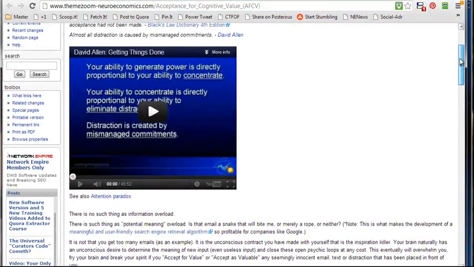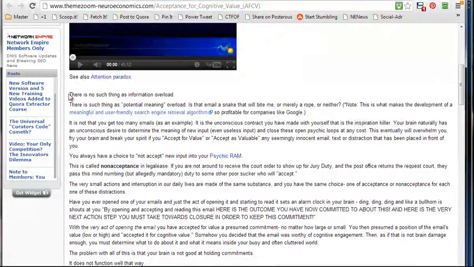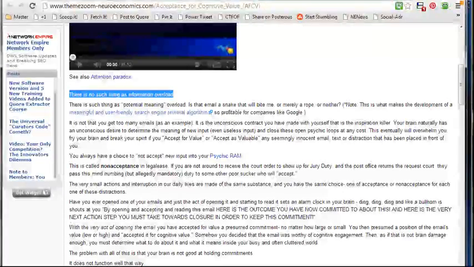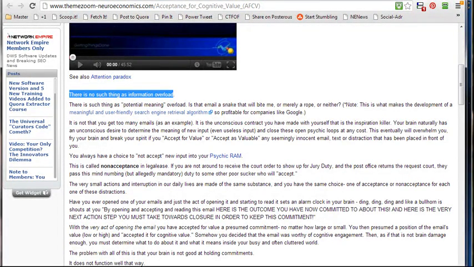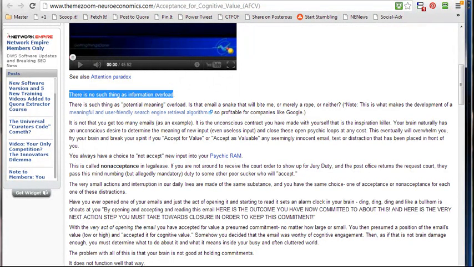We live in a world where context is everything. And the reason this quote is important is because there's David Allen, who's one of my favorite mentors and teachers that I've had through the years on how to organize, how to actually get things done, how to execute flawlessly. He said, there is no such thing as information overload. There is such a thing as potential meaning overload. Okay. It's not that you're drowning in too much information. It's that you're trying to derive the meaning of that information. You're trying to unbury the lead.